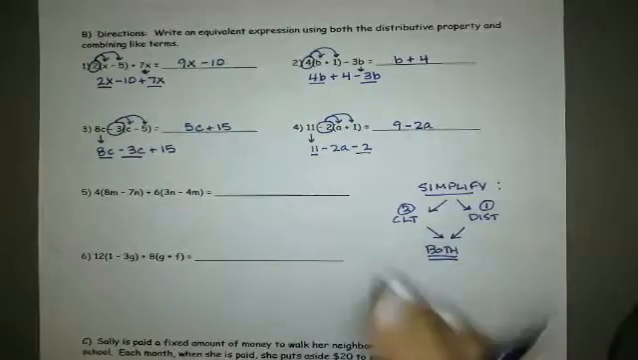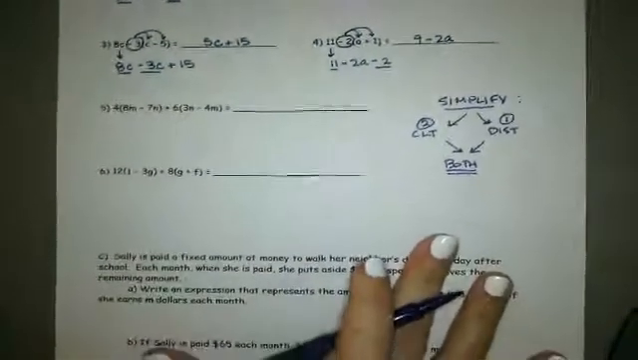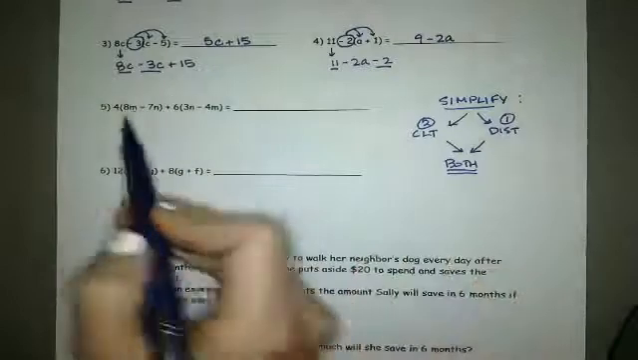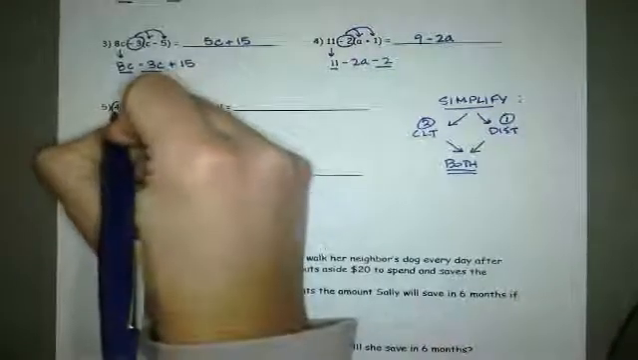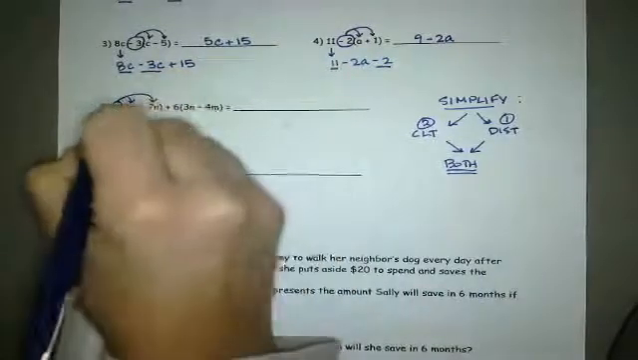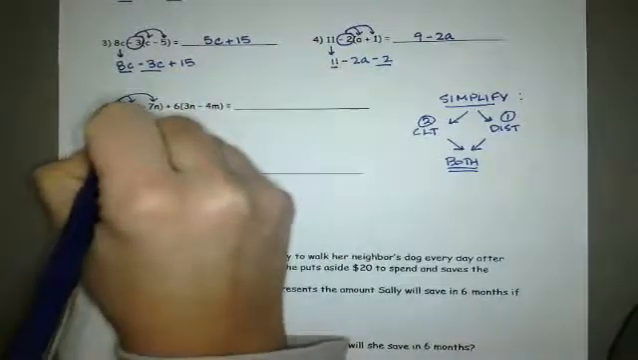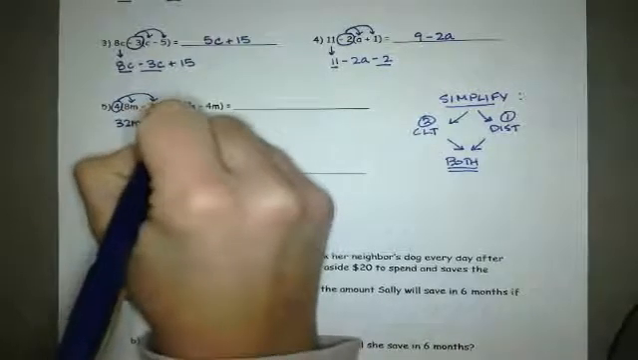Okay? Now, you got to be careful here with number 5 and 6. These guys are tricky. Why? Because we have 2 sets of parentheses. So first, we're going to distribute this 4. Okay? 4 times 8m is 32m. 4 times negative 7n is negative 28n.